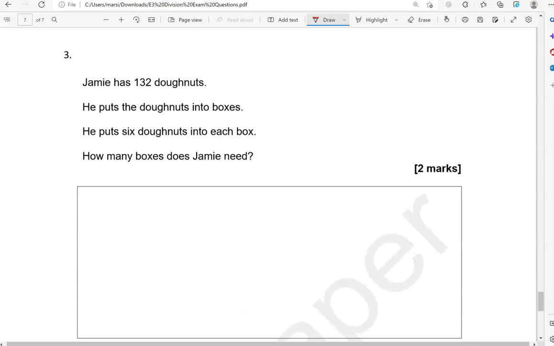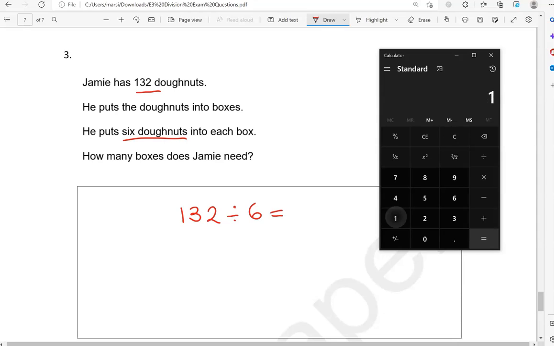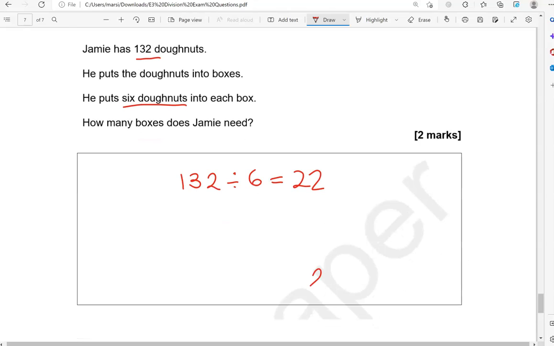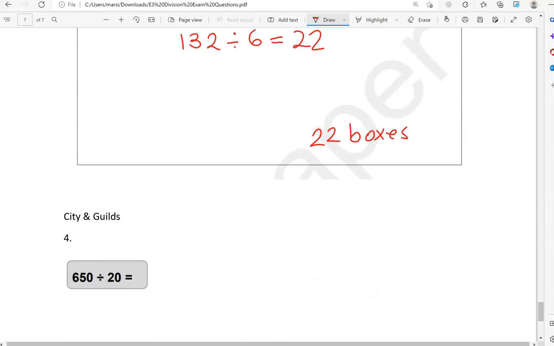Jamie has 132 donuts. He puts the donuts into boxes. He puts 6 donuts into each box. How many boxes does Jamie need? So it's 132. We've got to divide by 6. That is 22. So 22 boxes. Exactly 22 boxes.